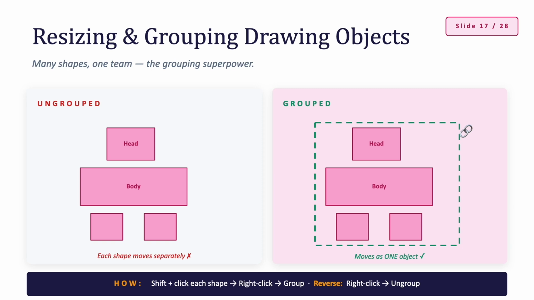Imagine you have drawn 10 shapes to create a robot and want to move the whole thing. Normally you have to move each shape individually, which can be quite a chore. Instead, select all the shapes, control plus click each or drag a box around them, and then right click and choose group. Now they move together as one single object. To separate them, right click and choose ungroup. This is a total lifesaver for complex drawings.